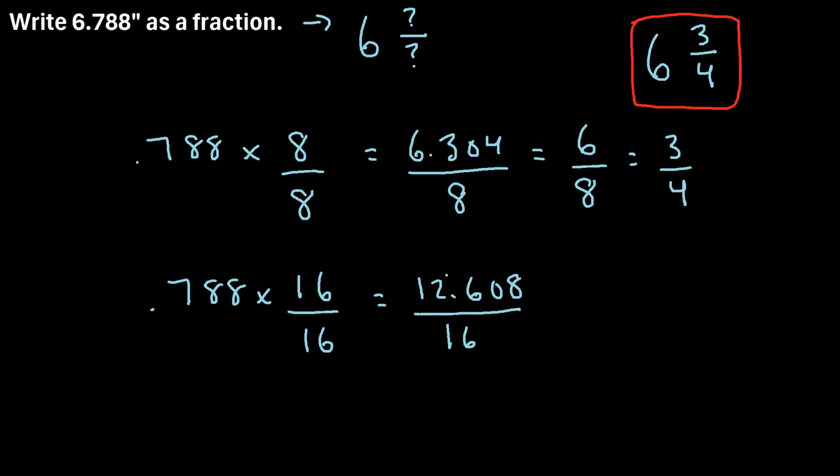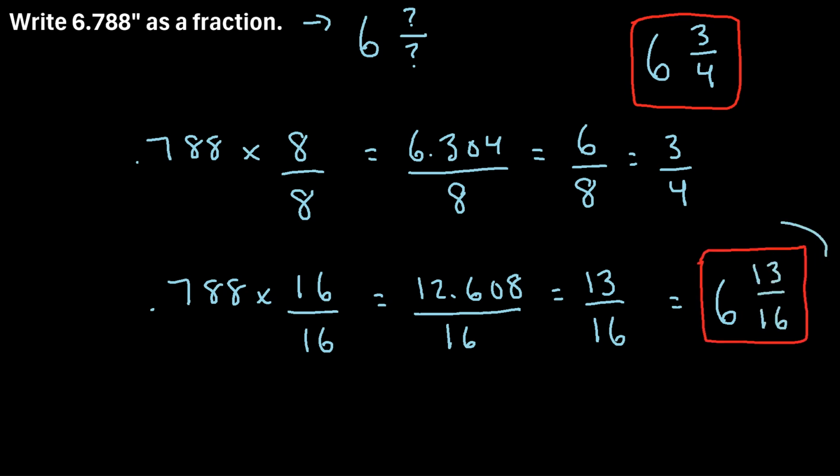So now to decide if we should keep this as a 12 or round up to 13, let's look at the value in the tenths place. If this number is 5 or greater, we round up. So it is 5 or greater, so we need to round up to 13. So we'll write 13/16 as our fraction. So 6.788 to the nearest 16th of an inch, we would write as 6 and 13/16.